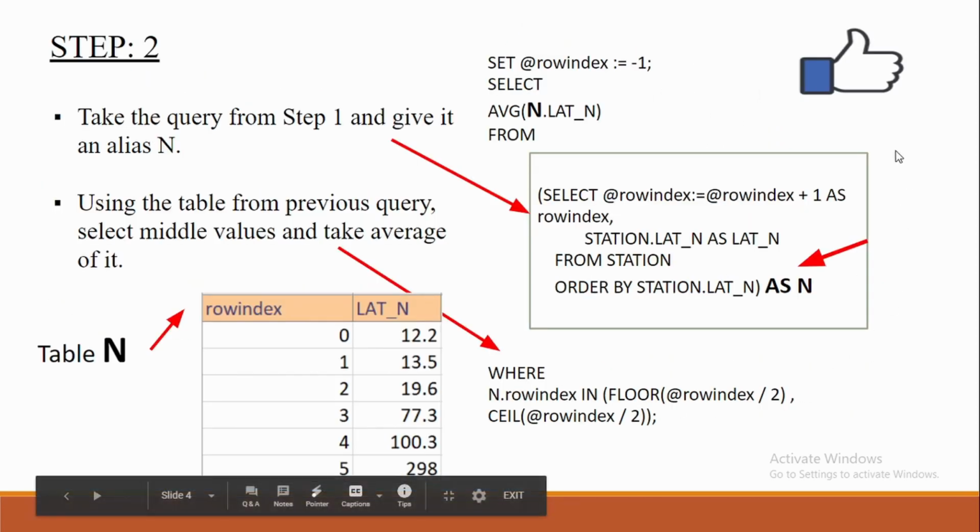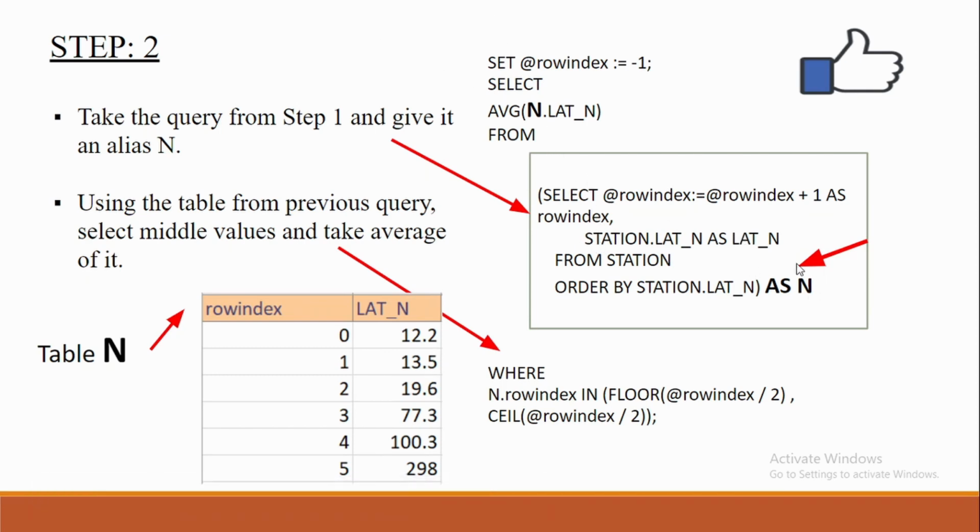Here is how the whole query would look. Notice I have given the name n to the inner SQL query because we need to access the columns created from this select query in the outer select query. So if I need to take LAT_N from this SQL query, I need to use n.LAT_N. If I need to use raw_index created from this SQL query, I will refer to it as n.raw_index.